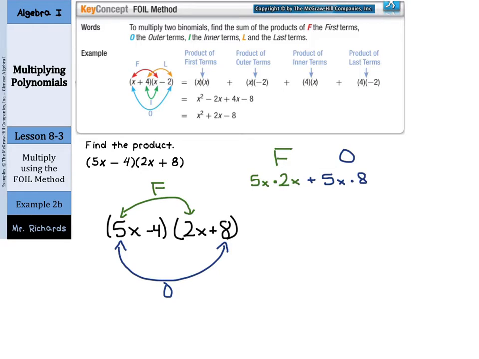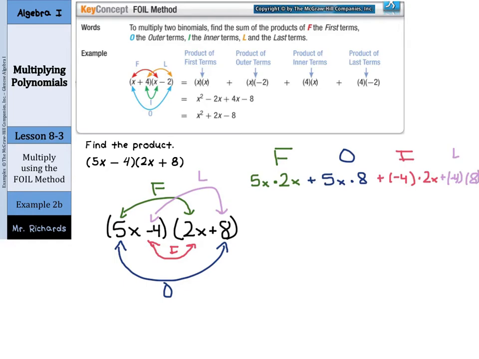And then our inner, negative 4 times 2x. So the inner is plus negative 4 times 2x. And then lastly, we have the last, which is plus negative 4 times that 8.